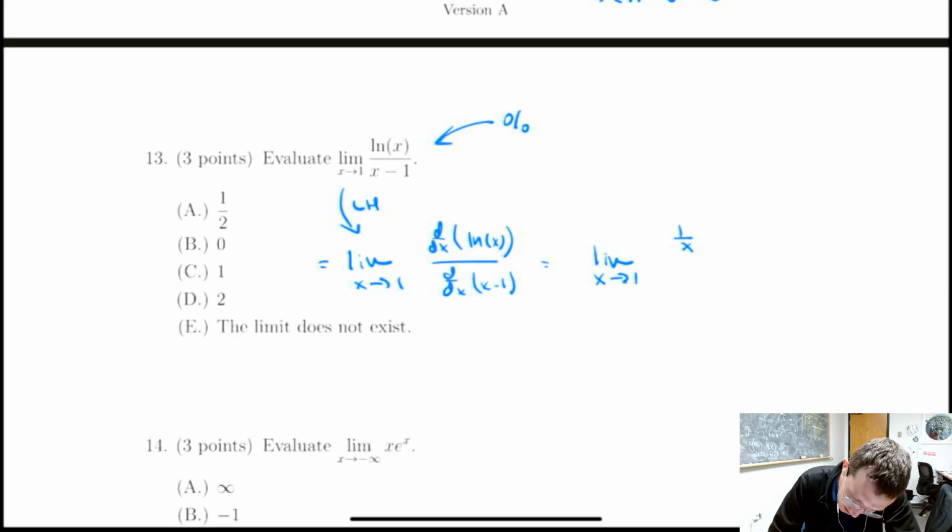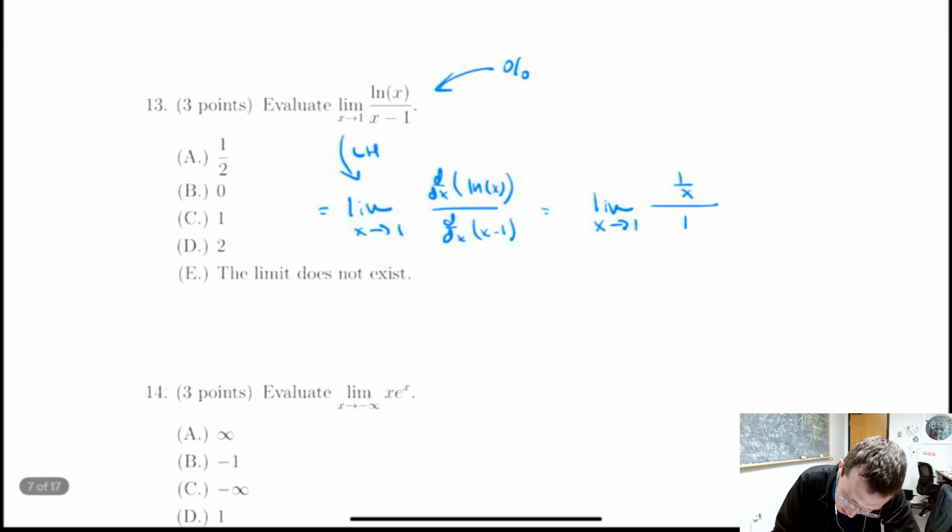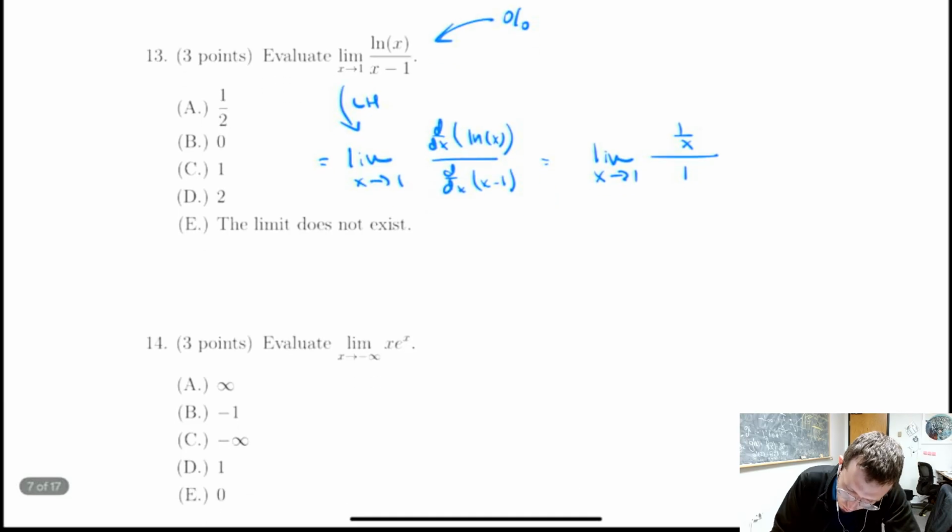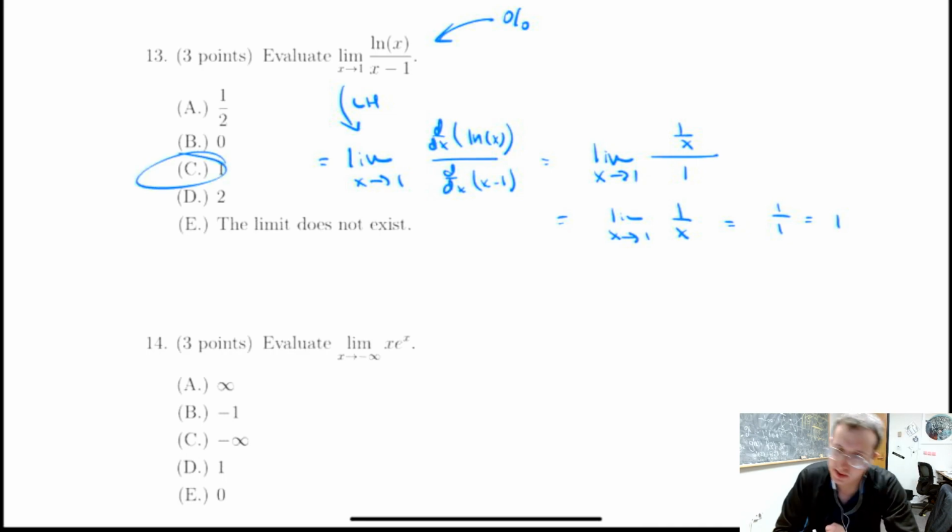So the derivative of ln of x is 1 over x. The derivative of x minus 1 is 1. 1 over x over 1 simplifies to 1 over x. And now direct substitution works just fine. So I get 1.